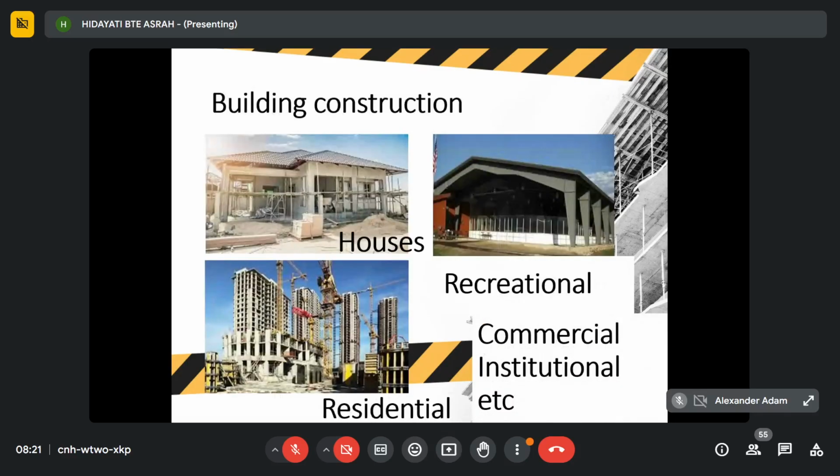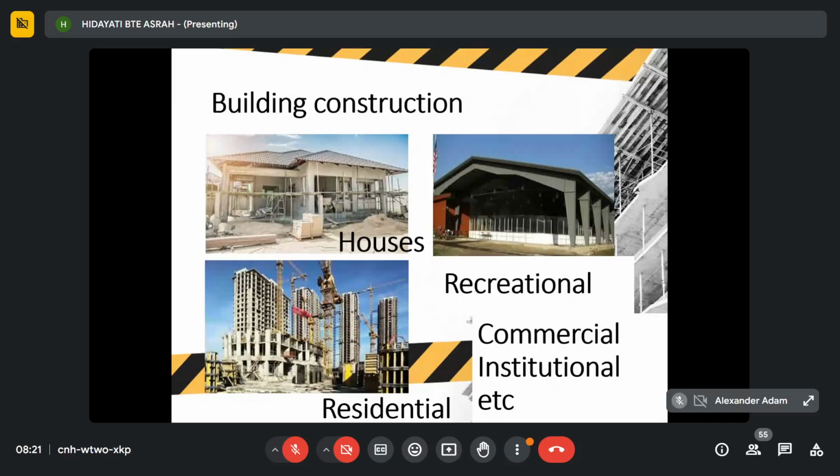Okay, so building construction is a type of construction which involves the construction of buildings, such as houses, offices, schools, hospitals, shopping malls, hotels, recreational facilities, and so on. There are many examples, so I'll just give you some examples of building construction.